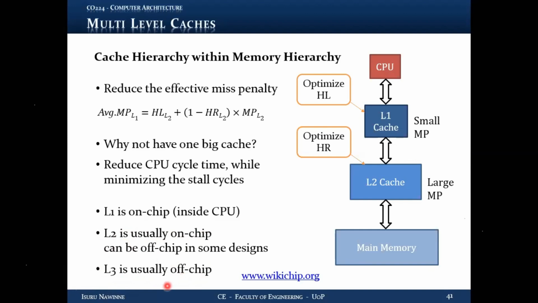Depending on the requirement, what sort of performance you need, what sort of power budget you have, and what sort of cost limit you have, depending on various factors, the designs are like this. Okay, so that is pretty much what we had to cover under the topic of caches.